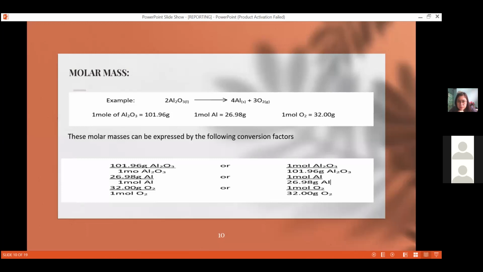So, yung problem dito is same lang yung kanina. So, pinakita yung mga possible mole ratio ng aluminum oxide. So, next please.